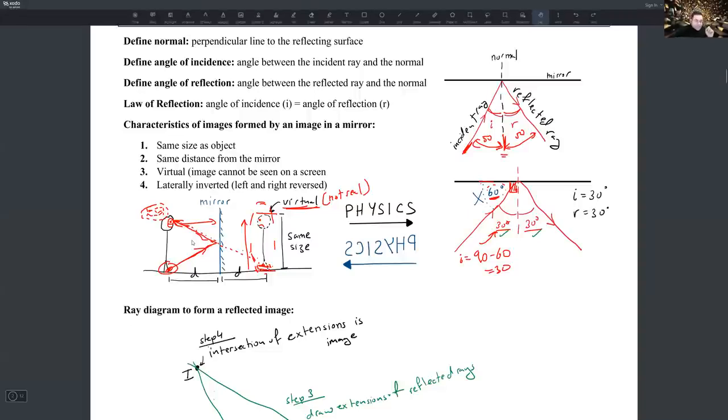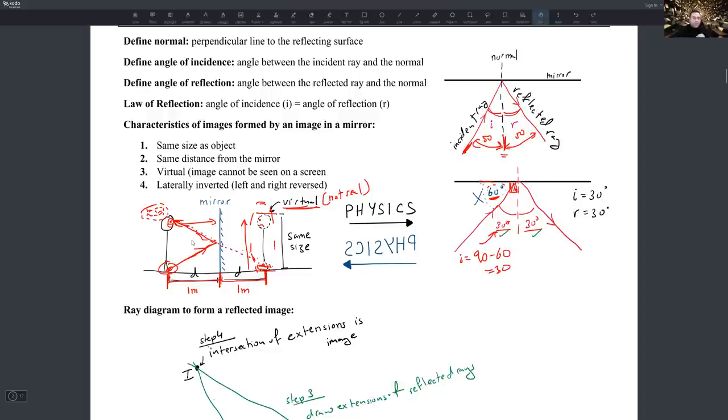Second, the distance between the mirror and the object is the same as the distance between the image and the mirror. So if I'm 1 meter away from the mirror, my image appears 1 meter behind the mirror. The further back I move, the further back the image moves. The closer I get to the mirror, the closer the image gets to the mirror. It moves closer. Okay. So all of these properties you're familiar with.